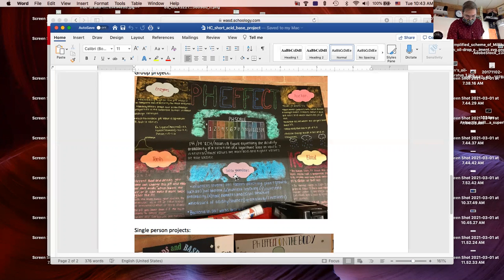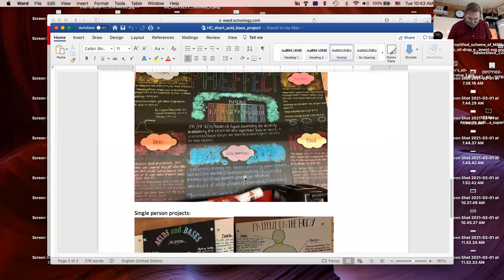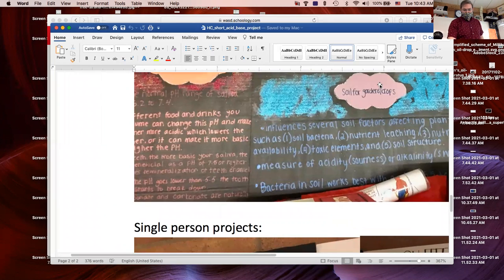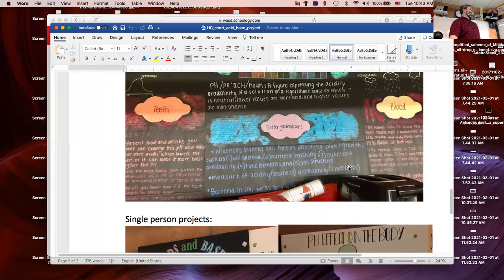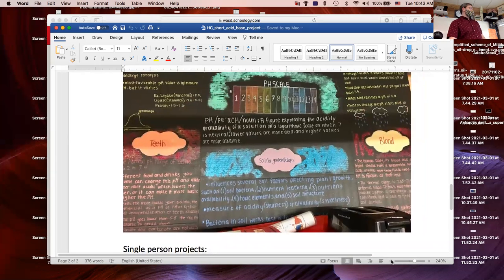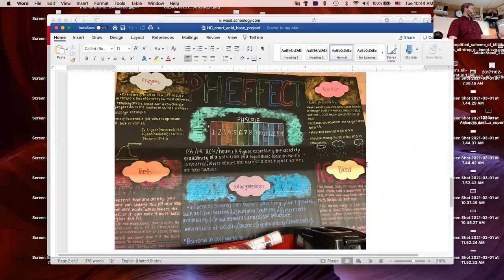The bottom one says, what does it even say? I can't even read it. Oh, soil for gardens and crops. That was hard to read. Yeah, so whether soils are acidic or basic is very important in growing crops. So the top one is an example of a group project. This is a very large poster that 5 students would have made because there are 5 different topics: enzymes, teeth, acid rain, blood, and gardens and crops.